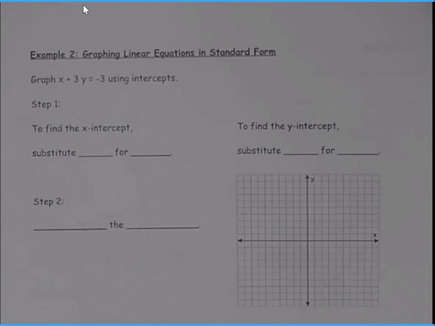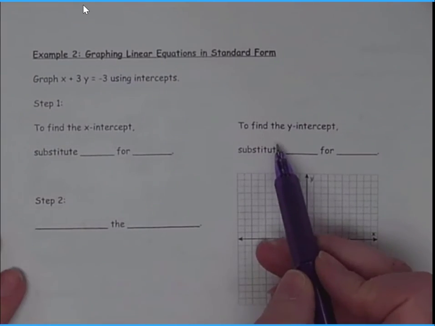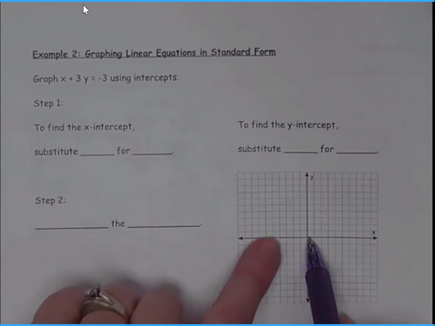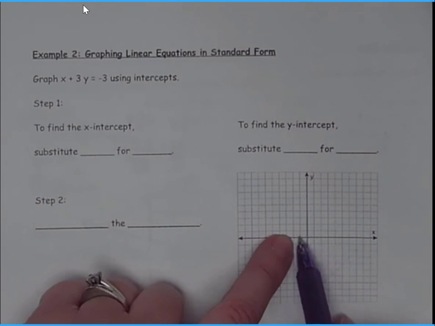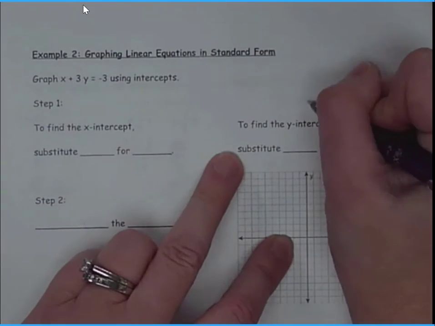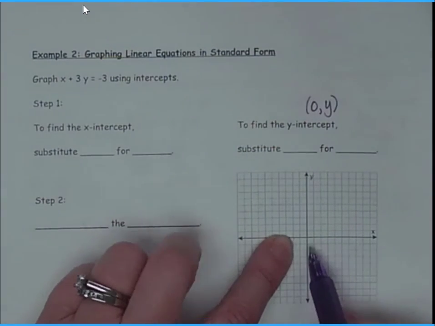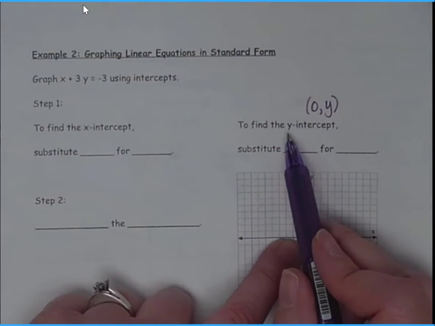Taking a look at example 2, we want to find the intercepts here. I'm actually going to start with the y-intercept. Remember, for the y-intercept, our x value was 0, because we didn't move left or right, we only moved up or down. So we found the y-intercept. Our x was 0, and then we were looking for a y. So how do I find the y-intercept?